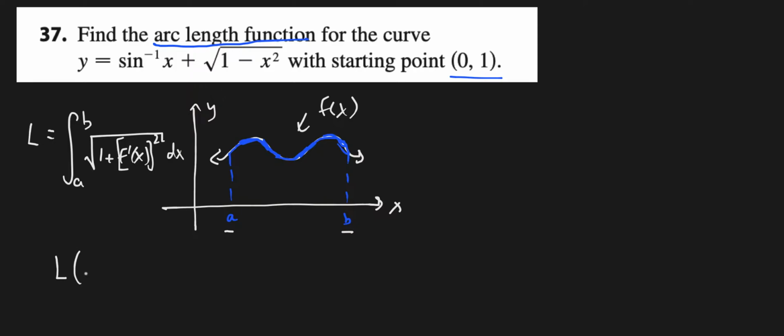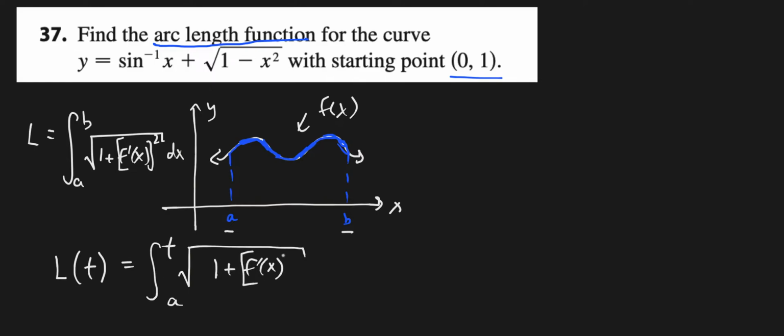So let's write it as a function. This is going to be L of t, and t is going to be the input. The reason why I didn't choose L of x is because x is already representative of the values that you plug into the derivative or the function. So I'd rather use something else that represents the upper bound of integration, which is, in this case, t. You can also use z or something else. And then a would be the lower bound. And then this is going to be the root of 1 plus f prime of x squared dx. This is an arc length function, and this is just a template, I guess you could say, for an arc length function.